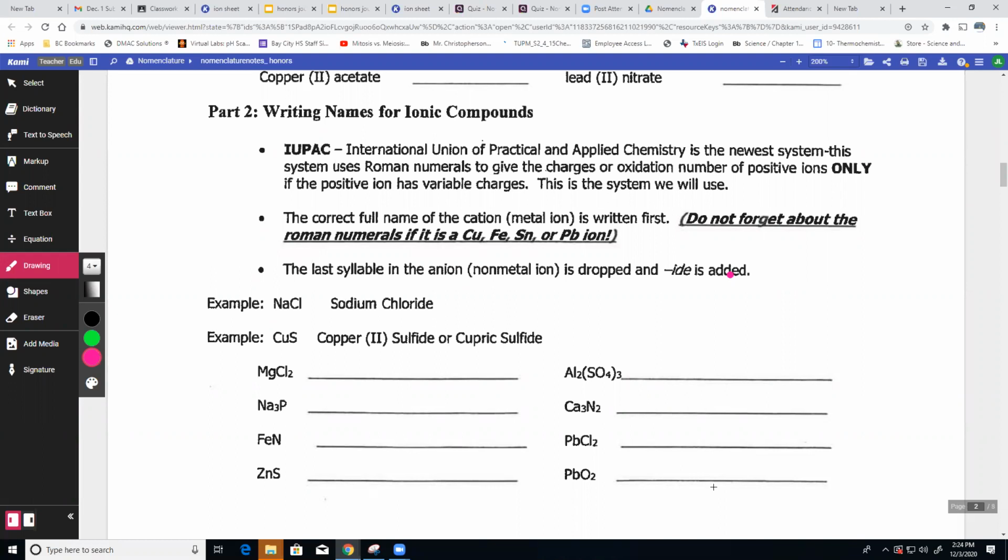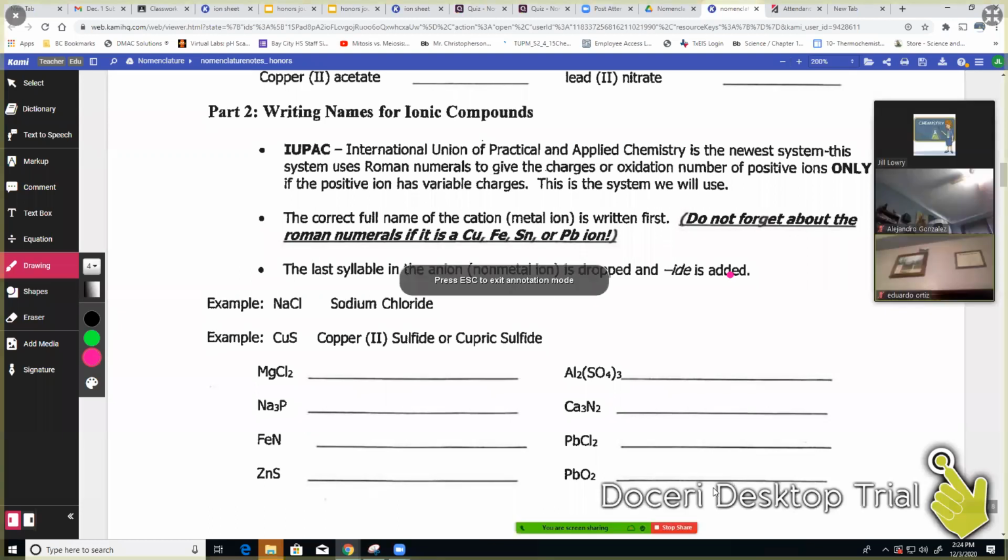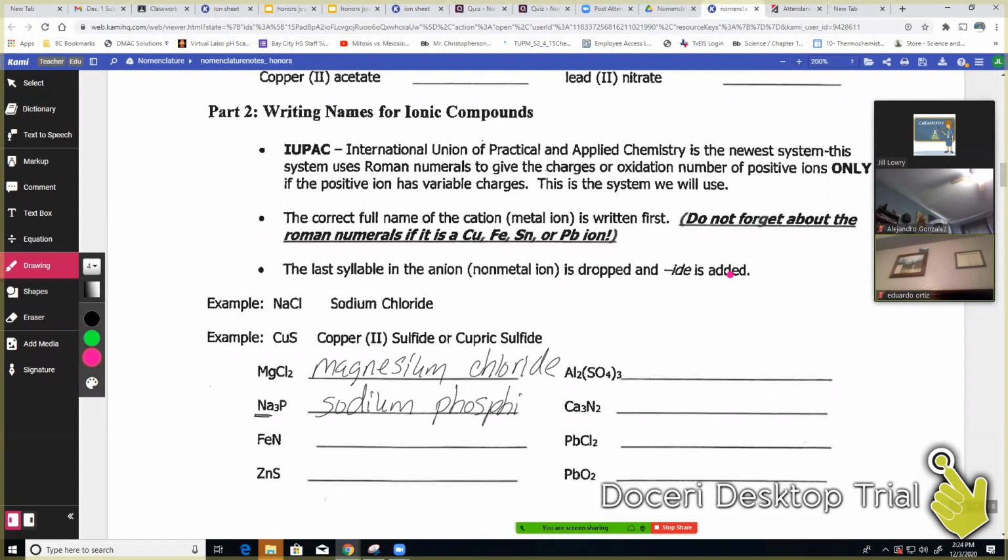All right, so let's look at some examples. First one, MgCl. Magnesium is not a transition metal, so I don't have to worry about parentheses. So I simply write magnesium. And then Cl is chloride. I don't have to say I have 2 chloride. I don't have to use a prefix because that's the only way that Mg and Cl can come together and be neutral. Same thing, Na: metal, not transition metal, so simply sodium, and then P is phosphide.